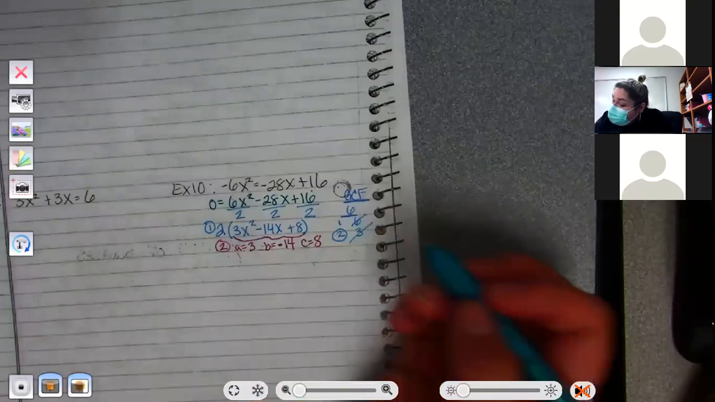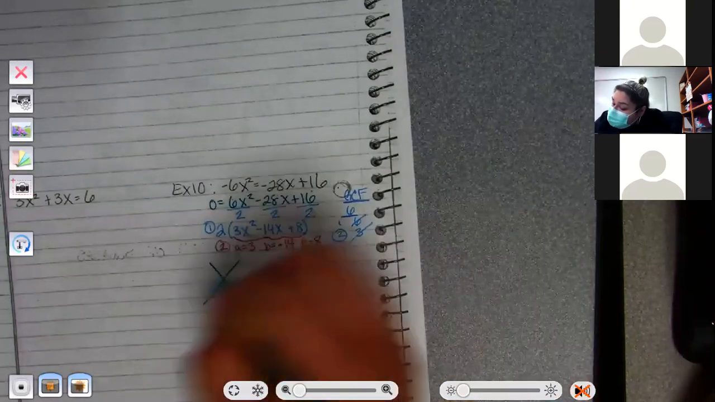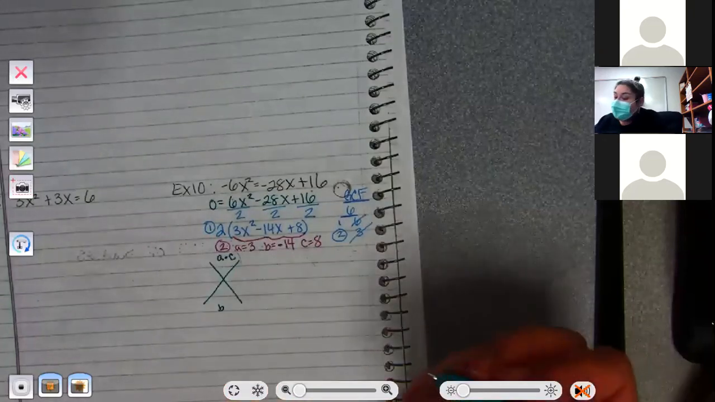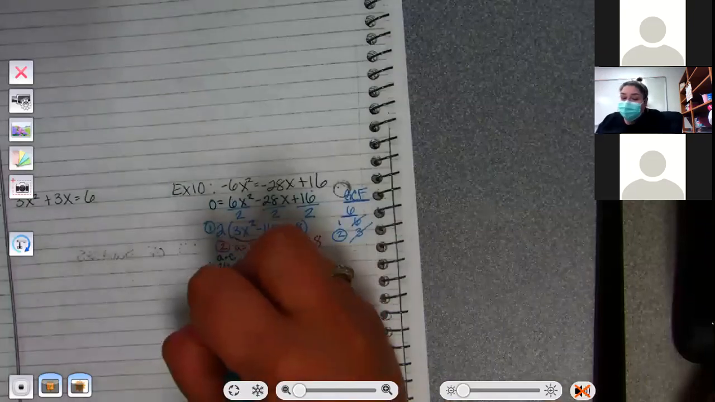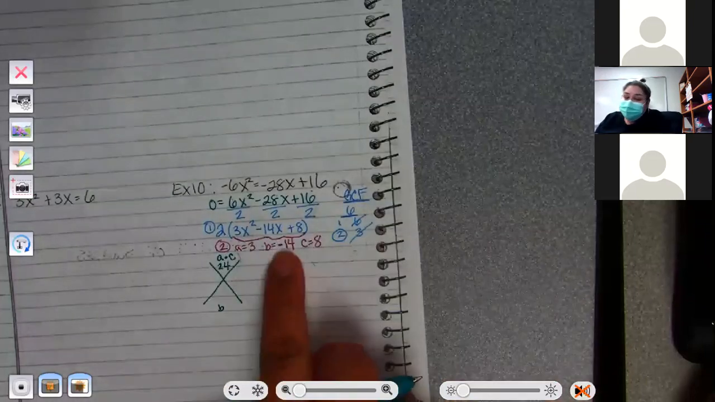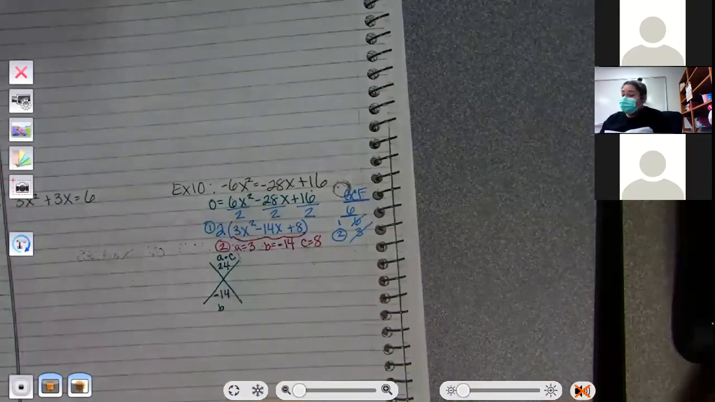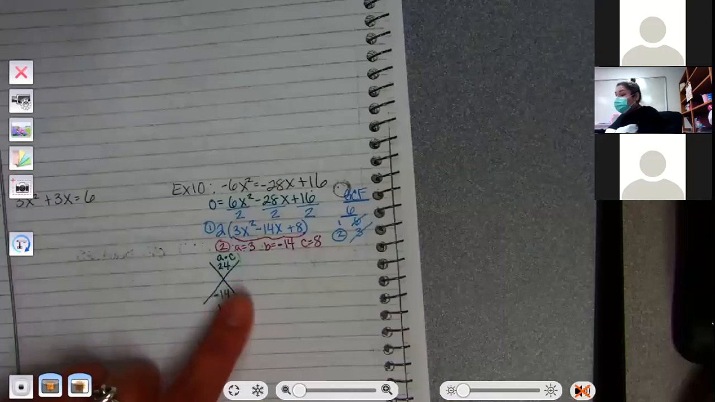Okay, so what do I mean by that? So we're going to have an X, and at the top is always going to be A times C, and at the bottom is always going to be your B. So what's A? A is 3. What's my C? 8. So 3 times 8 is a positive 24. And your B is a -14. So we're going to put -14 at the bottom. So your goal right now is to find me the 2 numbers that multiply to 24, and those exact same numbers are going to add to -14.